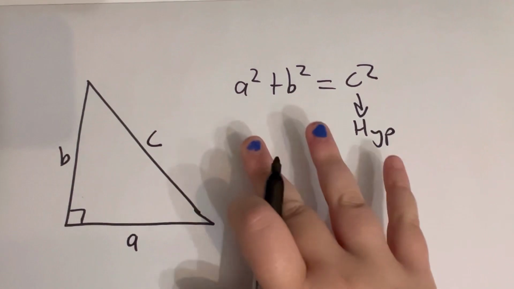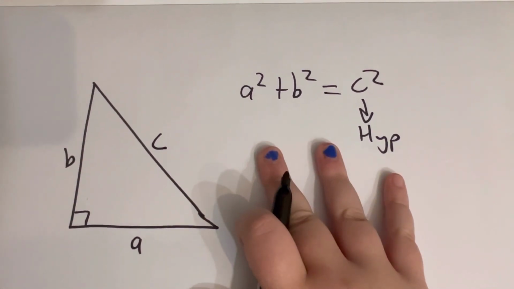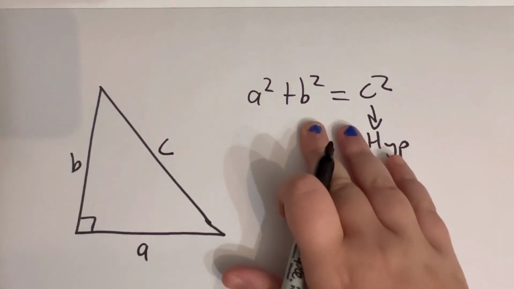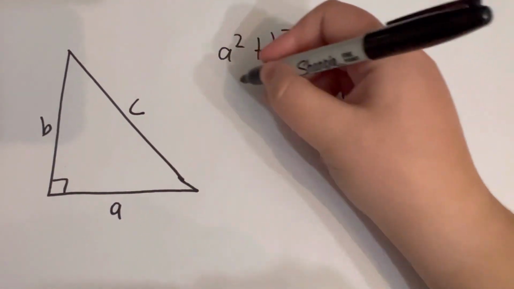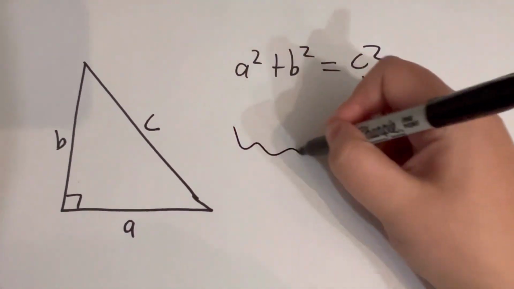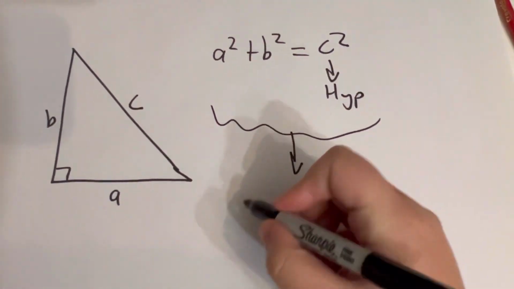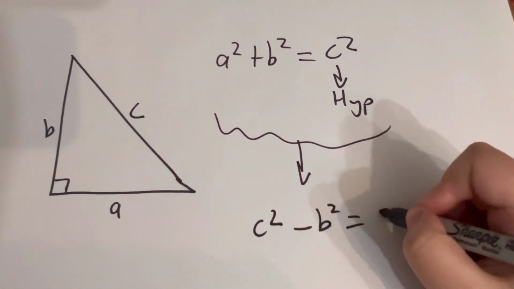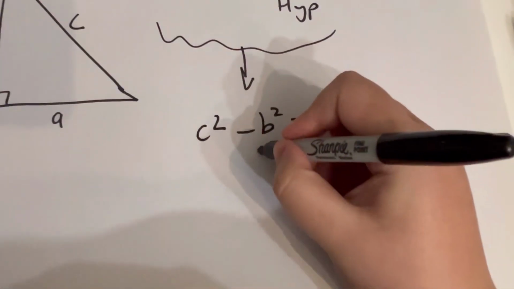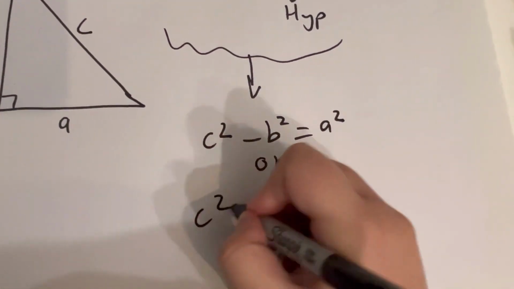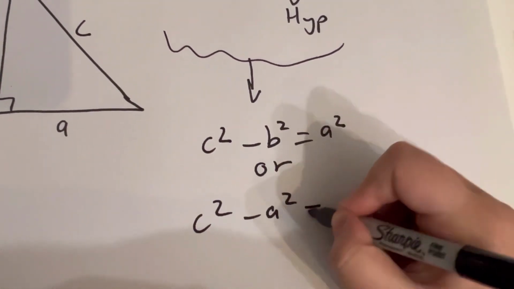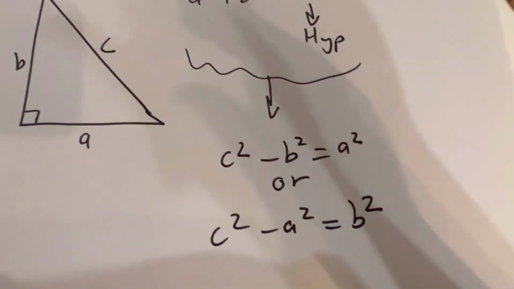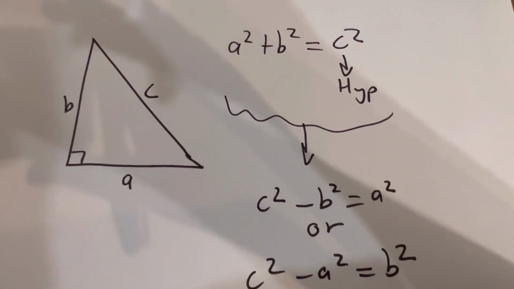Now, this is your standard formula for Pythagoras. If you need to find a or b, so one of the shorter sides, you rearrange this equation and it becomes this. C squared take b squared equals a squared, or c squared take a squared equals b squared. All right? That is what you need to know for Pythagoras.